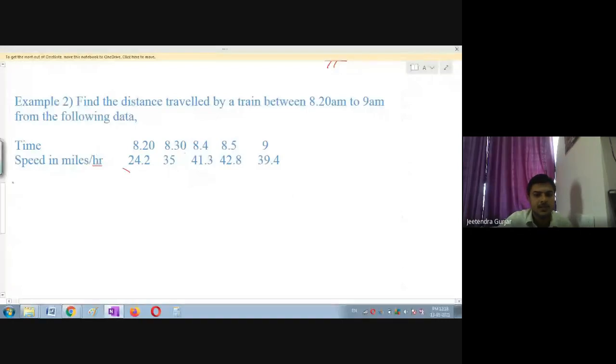Okay. So we'll take the solution. Yes. I want to find the distance traveled by a train between 8:20 to 9 a.m. So they have given here some data. From the following data, they have given the time and the speed in miles per hour here, students. So I'm going to find the distance now. See, by knowing the time and by knowing the speed, using Simpson's 1/3 rule, you can calculate the distance traveled by a train. This is a very beautiful example we have here, students. You can just write down now.